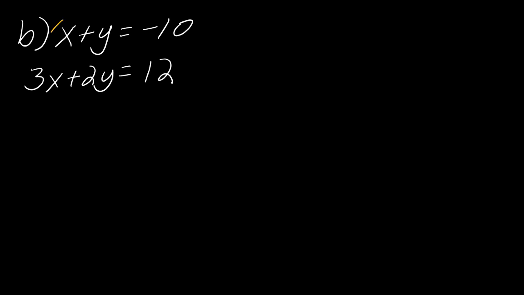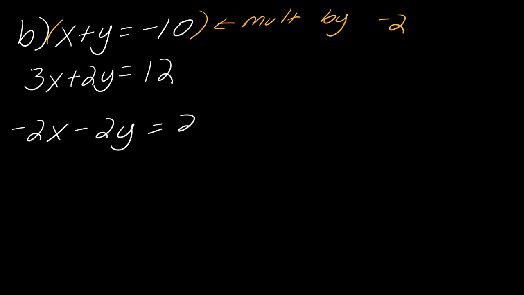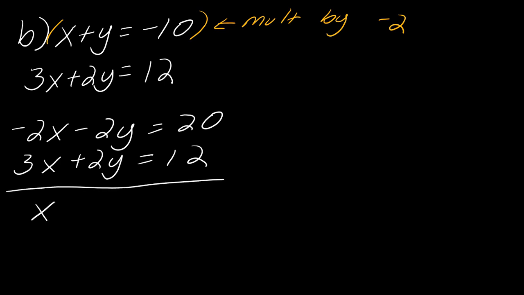Like I said, I prefer elimination. So I am going to multiply this by 2 to start. Actually, by -2. So this is going to become -2x minus 2y equals +20. And then I restate my other equation. Okay, and so now I can try using elimination here. I can just add straight down. So this becomes x equals 32.